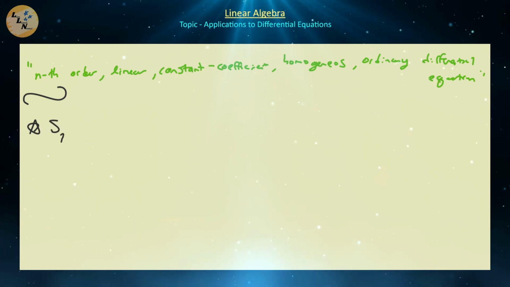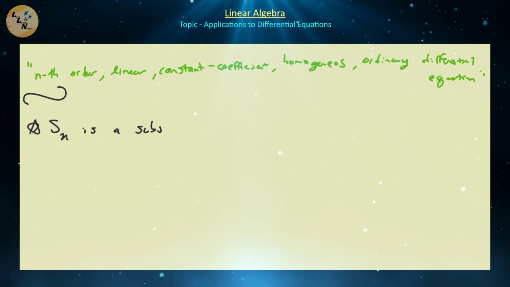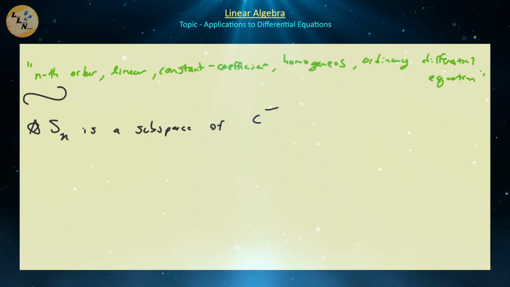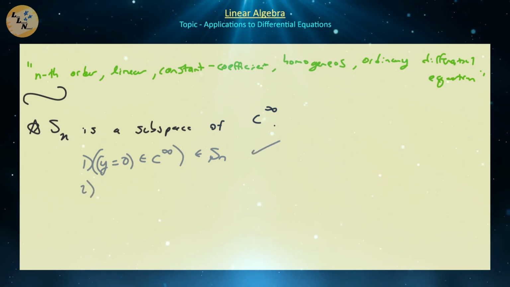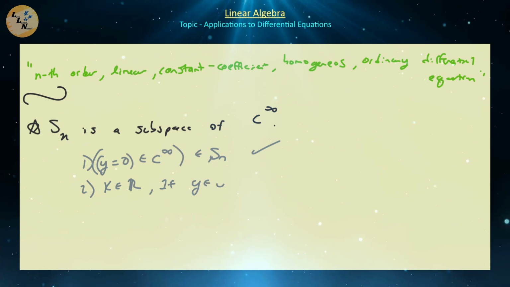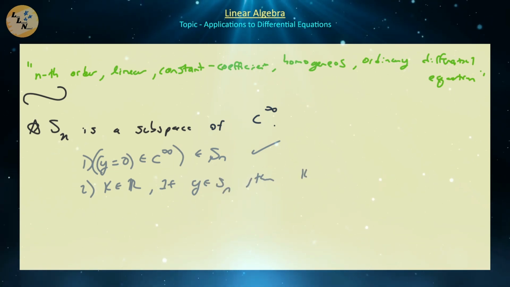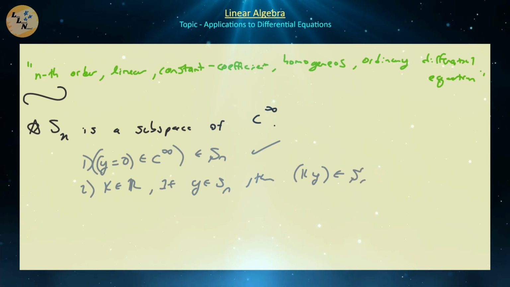Well, one can show that S_n is a subspace of C infinity. So how would you go about proving that S_n is a subspace of C infinity? Well, first off, the 0 function belonging to C infinity belongs to this set S_n. So that's the first requirement to be a subspace. Also, if you let k be some scalar in the scalar field that you have chosen, one can show that if y is an element of S_n, then ky will also be an element of S_n, and I'll leave it for you to verify that that is the case.